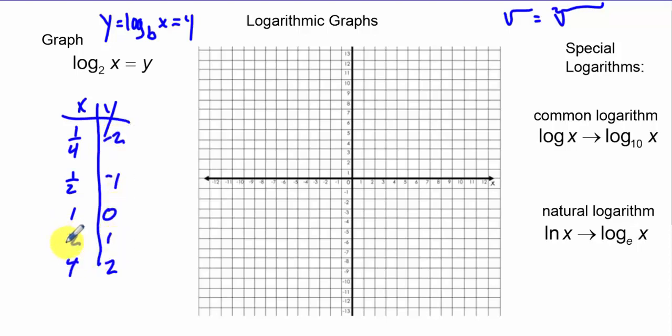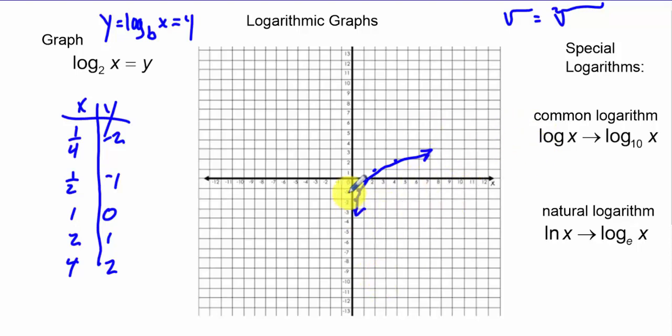And you'll notice this is the exact flip of an exponential of 2 to the x, and that's because these are inverses. So we take a look at the graph of this. I have, let's go over a quarter and negative 2, somewhere around here, a half, negative 1, 0, 1, 2, 1, and 4, 2, like such. So this graph is going to look like this, which kind of is similar to a square root graph, but it goes forever in both directions.